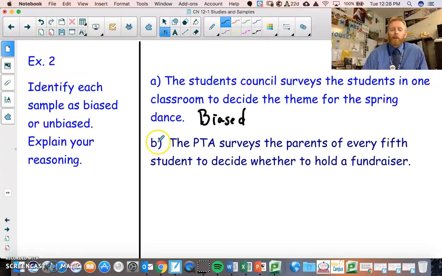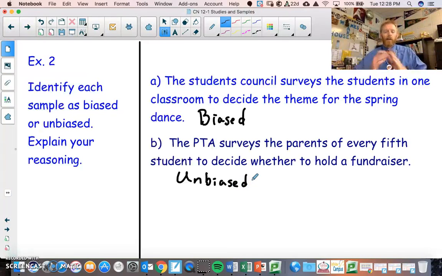Here's our next one, part B. The PTA surveys every 5th student to decide whether to hold a fundraiser. This one is unbiased because each person has an equally likely chance of being that 5th person. If they just walk in line, there's a chance that they could be the 5th one. We don't know when they started. So that is an unbiased survey.